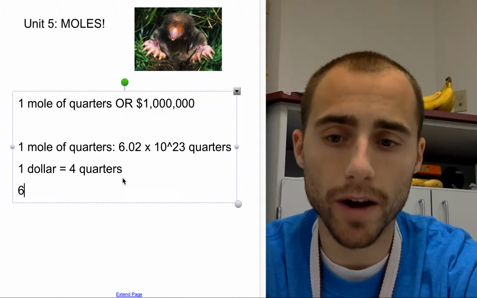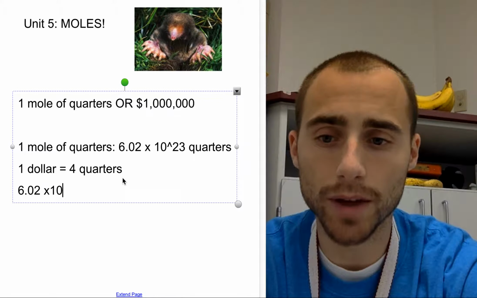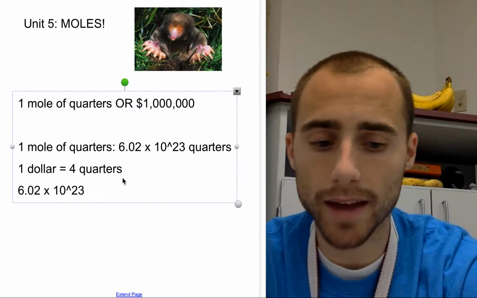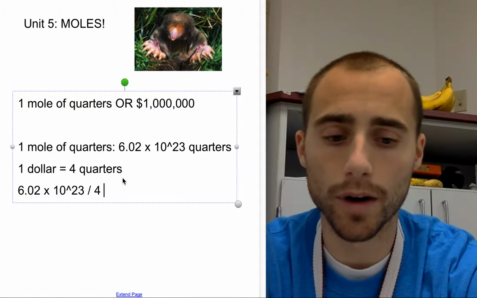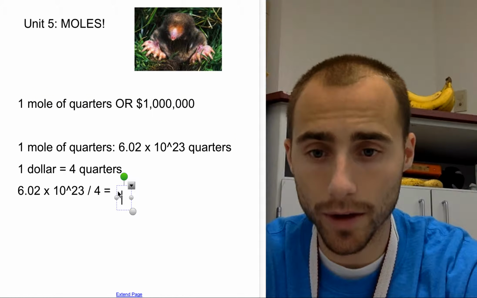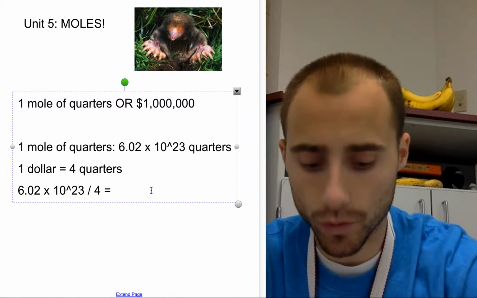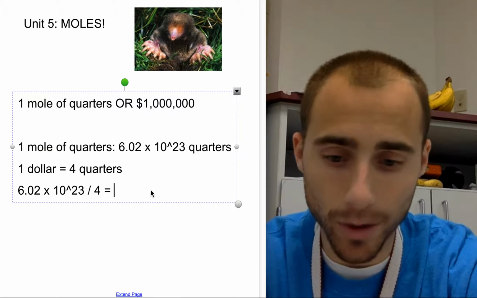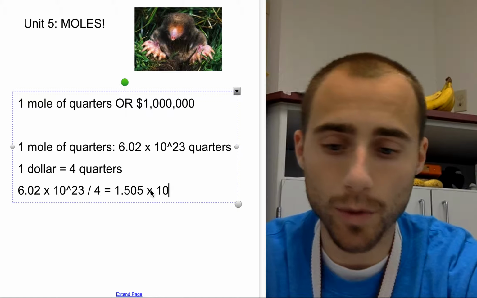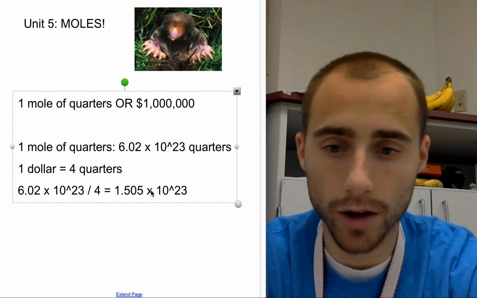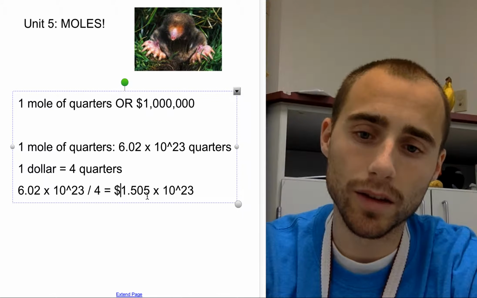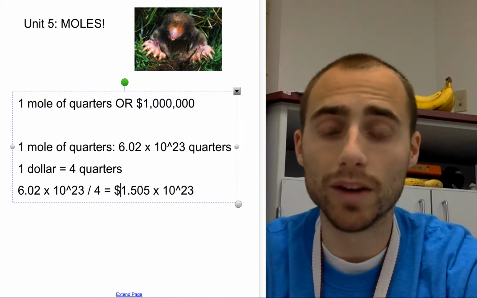I need to do to figure out how many dollars I have is take 6.02 times 10 to the 23rd and divide that by 4, and that's going to tell me how many dollars I have. And it turns out, when you multiply that out, you end up with an astounding 1.505 times 10 to the 23rd dollars. So that would mean we're moving this decimal 23 times.